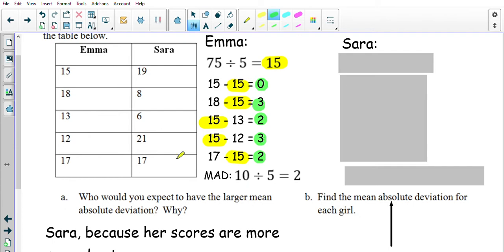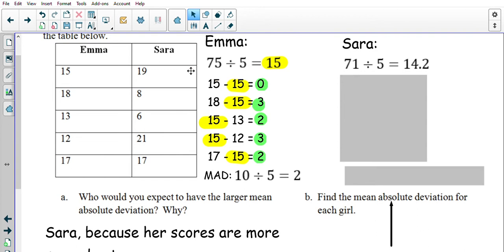Now, we assume that Sarah's would be a little bit larger, so let's calculate it. Pause the video and find the mean of Sarah's scores. All right, so the sum of Sarah's scores is pretty close. It's 71. Divide by 5, we're going to get a mean of 14.2 for her scores.